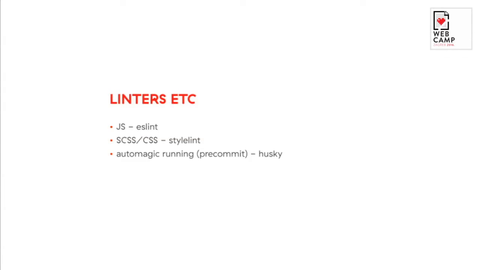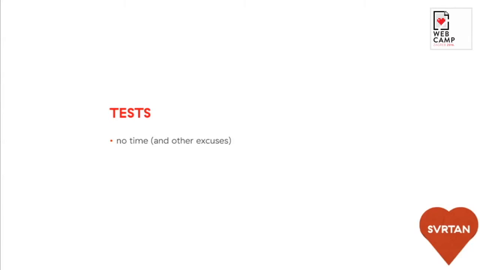We will also use SCSS. I'm not going to explain what that is. We will also have some linters for JavaScript. That's ESLint, and for CSS and SCSS, that's StyleLint. There's also some pre-commit hooks that we are doing automatically with a cool tool called Husky. And for the tests, we won't do tests because we don't have time for it and other reasons.